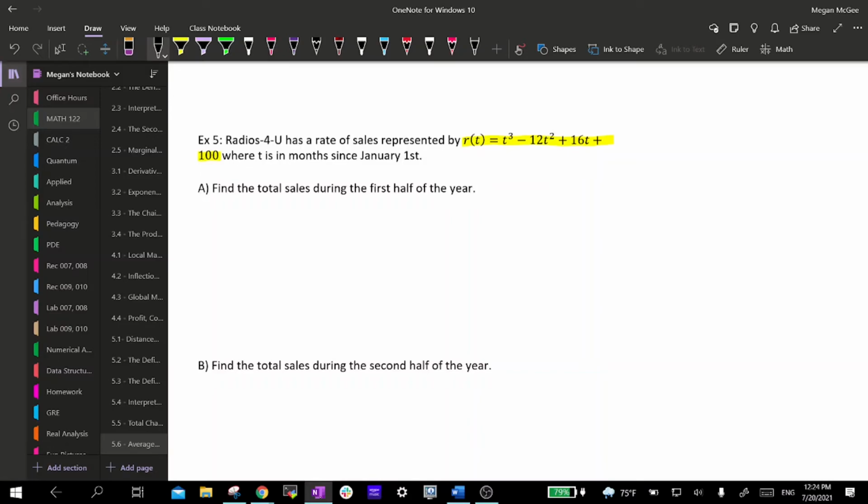So the first half of the year, t is in months, so we need the total change, right? We need an integral from t is equal to 0, that means starting in January 1st, up to t is equal to 6. That would be the first half of the year, right? Then we need the integral of our polynomial, so t cubed minus 12t squared plus 16t plus 100, cap it off with our dt. And if we plug this into our calculator, I get 348 radios, or whatever units we're dealing with here.